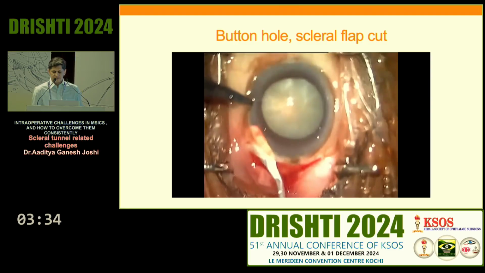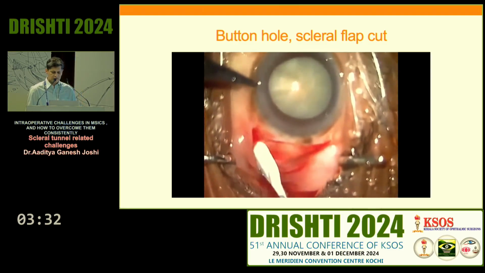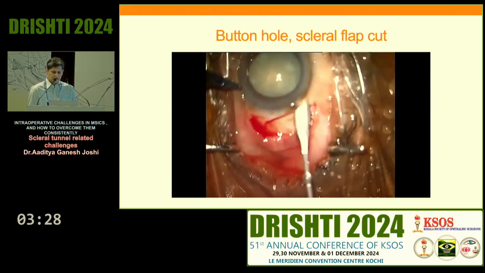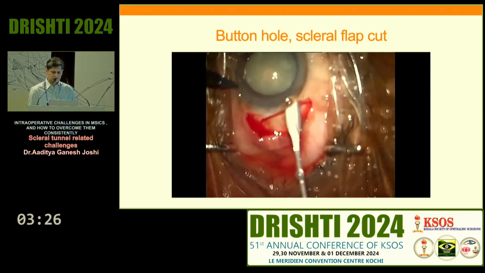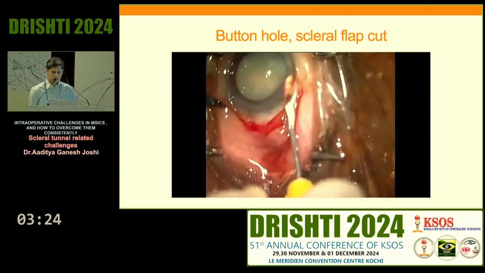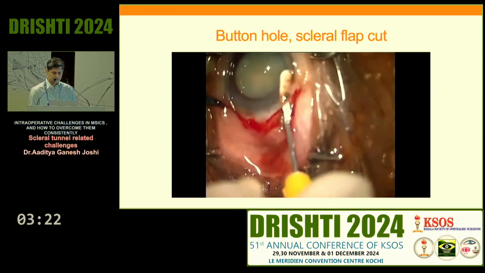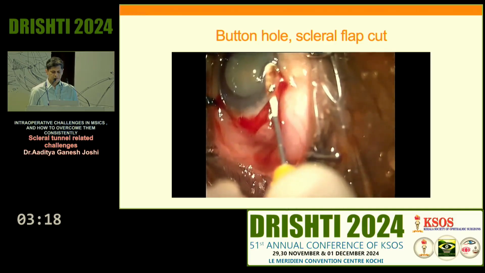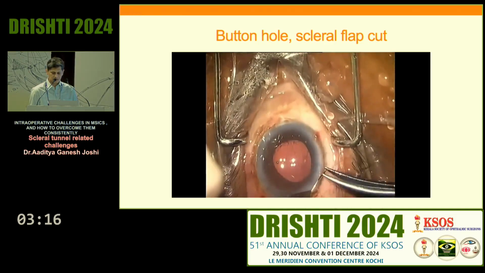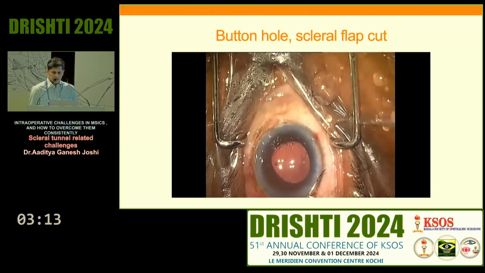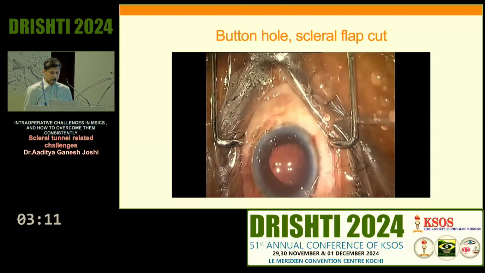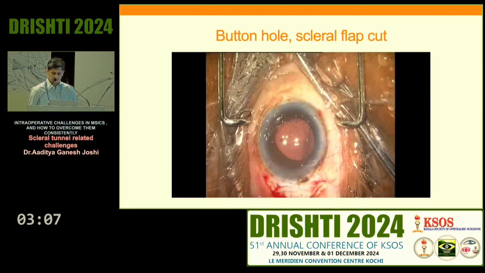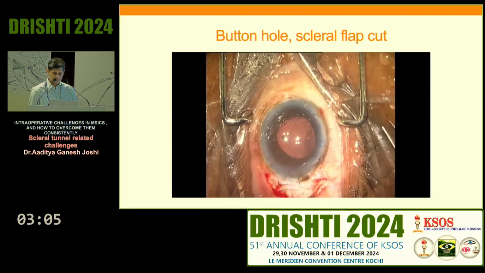But sometimes things may not go well for a beginner every time. You can have buttonholing or flap cuts. Like here you can see the crescent blade is not at the correct plane, it is more superficial. And when the surgeon is trying to make the scleral pockets, he goes through and that's how the buttonholing has happened. These incisions will require suturing because otherwise they will keep on leaking later on and have more complications even intraoperatively.